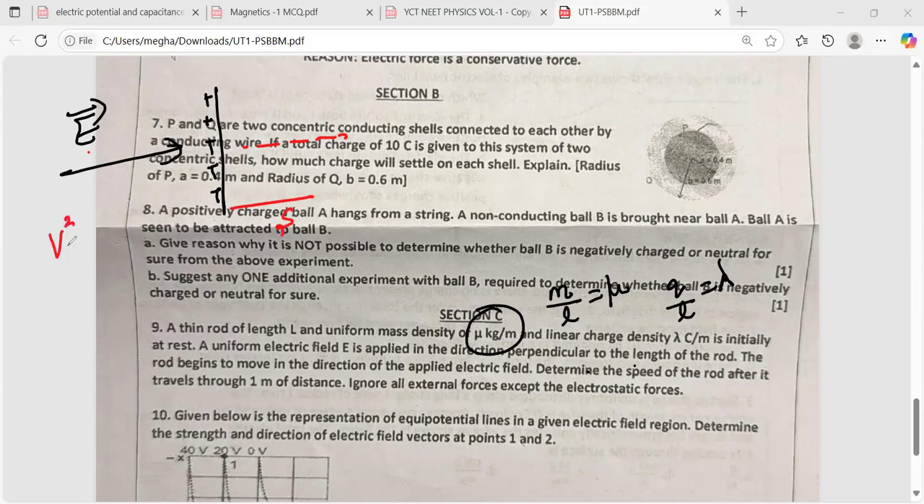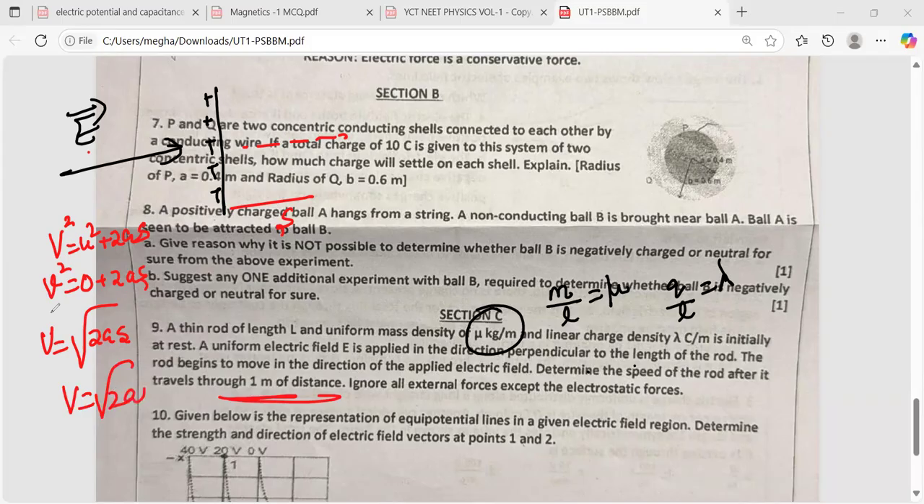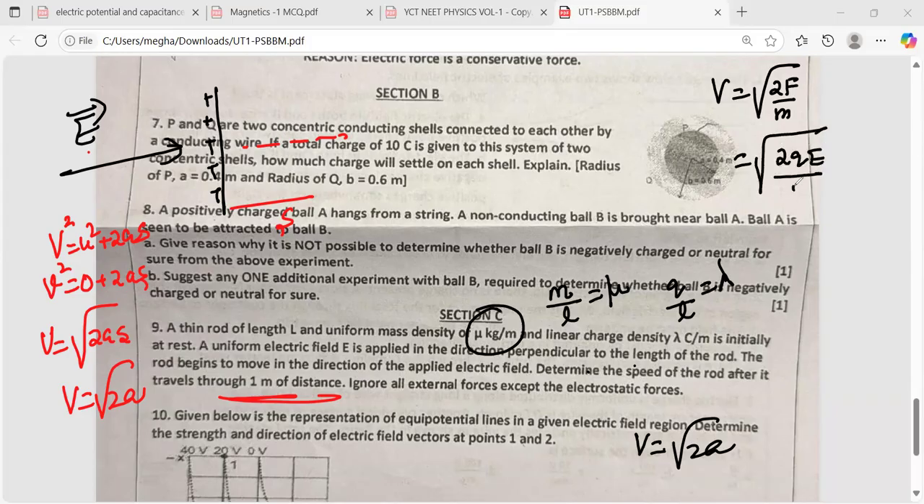We know that V square is equal to U square plus 2AS. V square is equal to 0 plus 2 into A into S. So V is equal to square root of 2AS. The displacement is given as 1 meter, so V will be equal to root of 2A only. V is equal to root of 2A. A is nothing but F by M, so that is equal to root of 2 into QE by M.